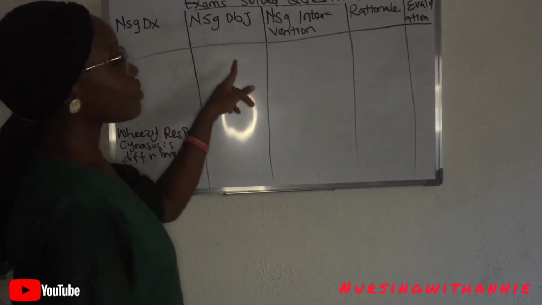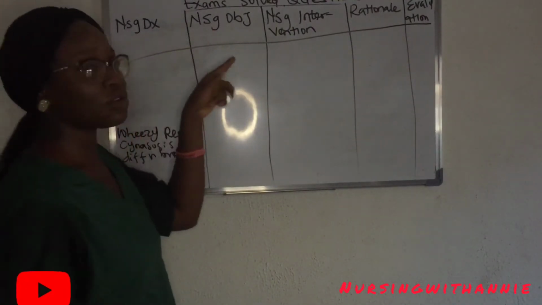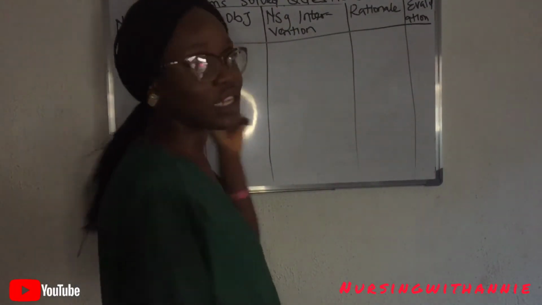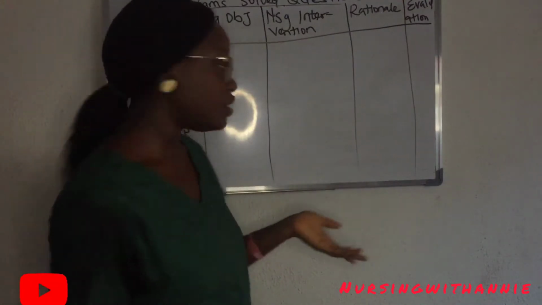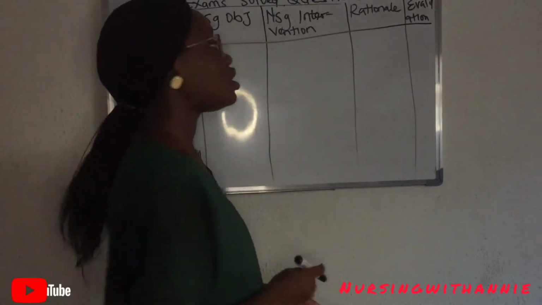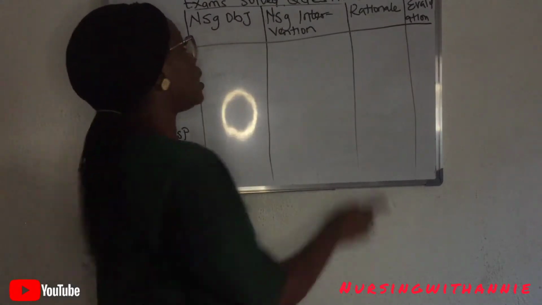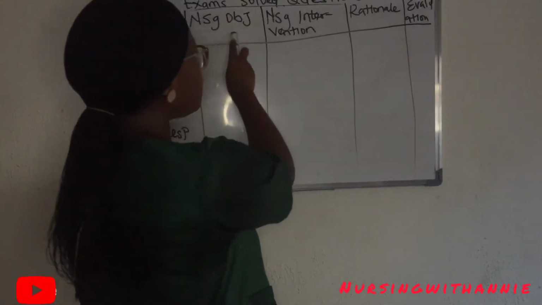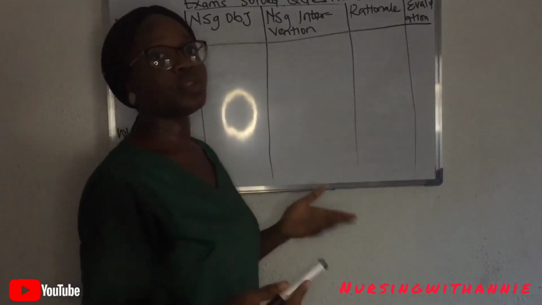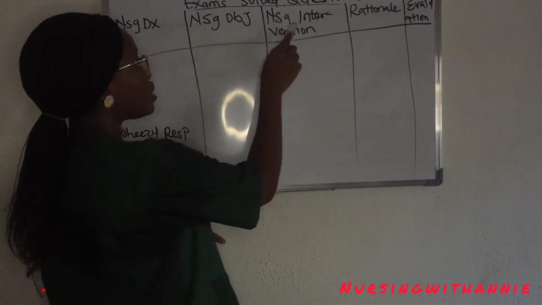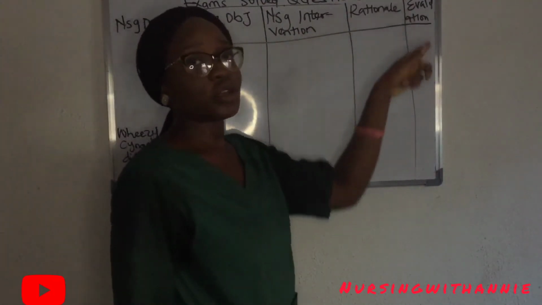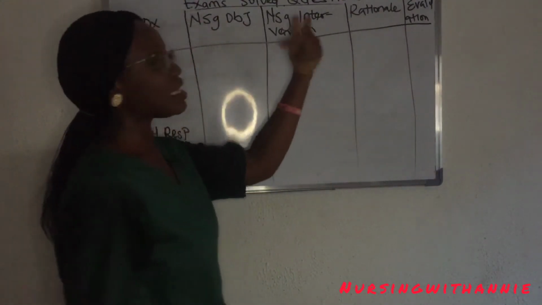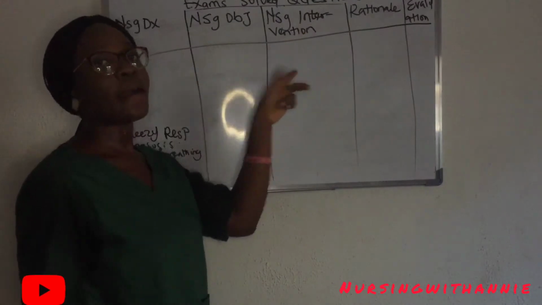So yeah, then we have the nursing objective. Nursing objective entails what you will do concerning this particular diagnosis. What are your intentions? What do you intend to achieve in caring for this patient? That is what the nursing objective is about. Then we have the nursing intervention. What are the things you will put in place to achieve your objective? That is what the nursing intervention requires. Then the specific rationale is, what is the reason behind the intervention you are carrying out? What is the scientific reason behind what you are carrying out?